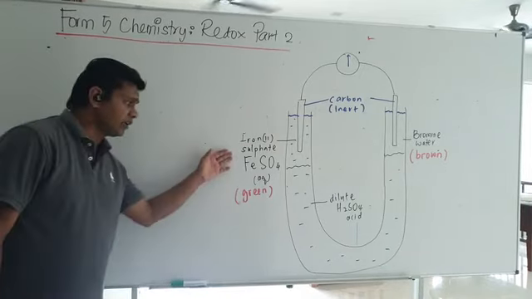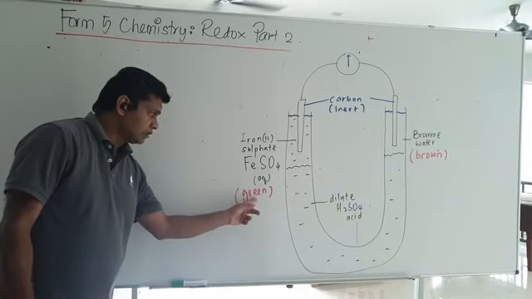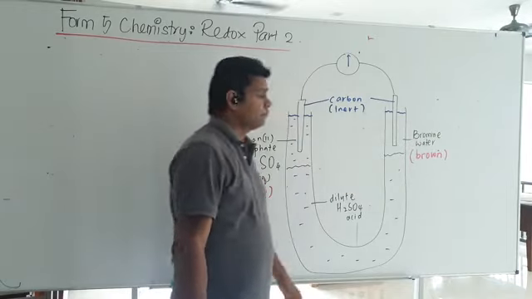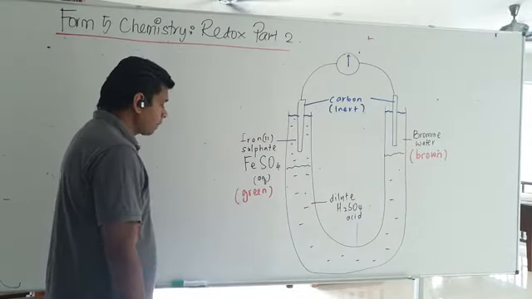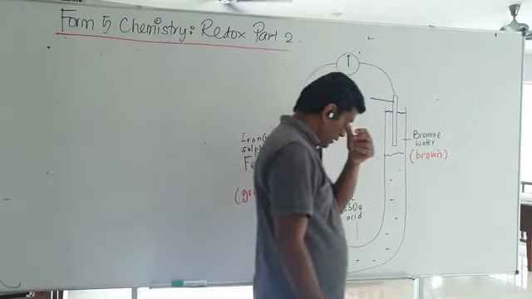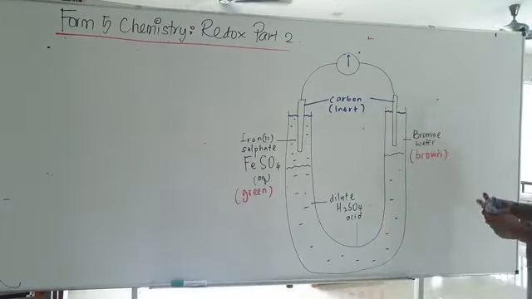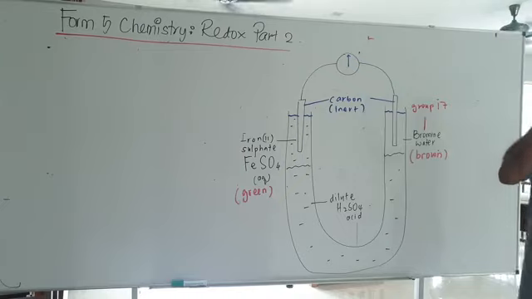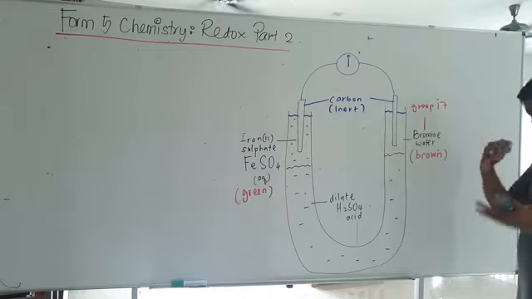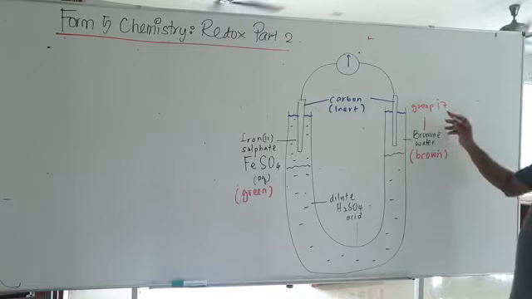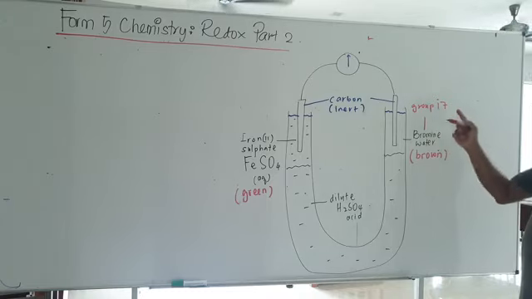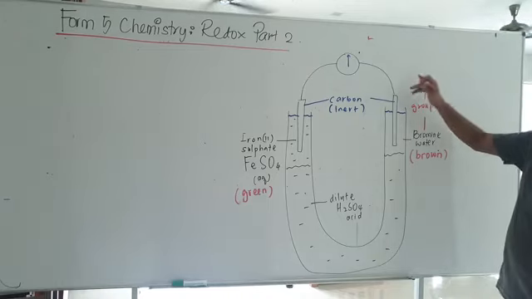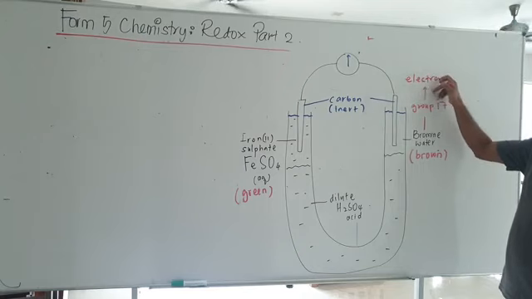Initial state, the color is green. Fe2+ is light green. Bromine water is brown in color. Okay. Iron is here, bromine is there. As you know, bromine is group 17. Group 17 needs one more valence electron to become an octet, which means all group 17 elements are highly electronegative.